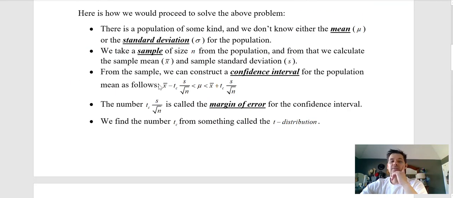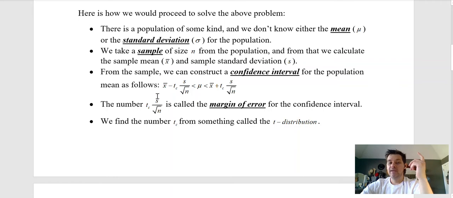So there's our formula for the confidence interval. Now we'll have to dissect this formula. There are lots of different variables in there, and I'll have to show you how you calculate each part of it. What you do is you take x bar, the sample mean, and you subtract or add this number called the margin of error. The margin of error is t subscript c, t_c, times s, the sample standard deviation, divided by root n, where n is the sample size.